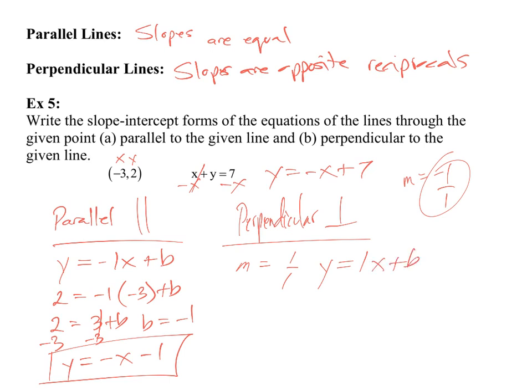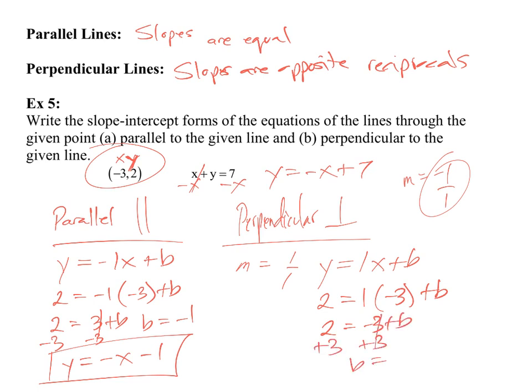Same deal as before, plug in the x and y value from the point that they give you. Okay, so we have 2 is equal to 1 times negative 3 plus b. We have 2 is equal to negative 3 plus b. And I'm going to add 3 now. And I get b is equal to 5. So completing my equation, I have y is equal to 1x, or just x, plus b. And b is 5. So that's the equation that's perpendicular to the graph of this equation.